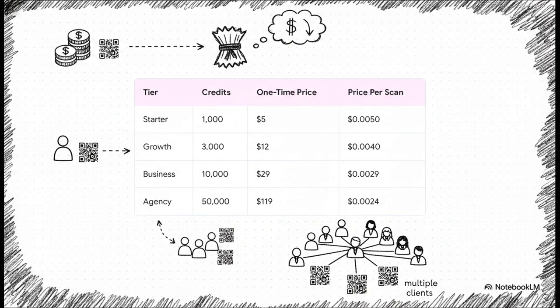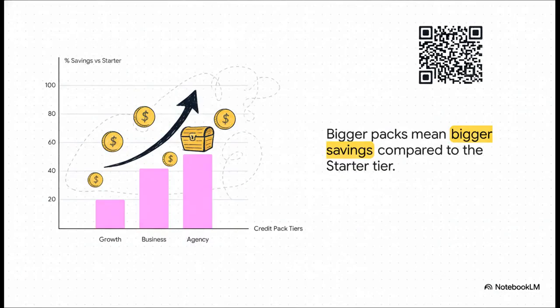But you can see, as you buy bigger packs, the price you pay for each scan drops a lot. This thing is built to scale, from a personal website all the way up to an agency that's managing dozens of clients. And this chart just makes that value proposition pop. I mean, look at that. Compared to just buying the smallest pack, you're getting over 50% more value for every single scan at the agency level. The whole model is designed to reward you for usage, without ever trapping you with a recurring bill.